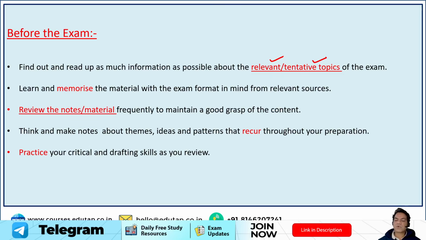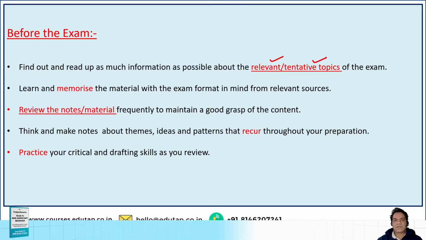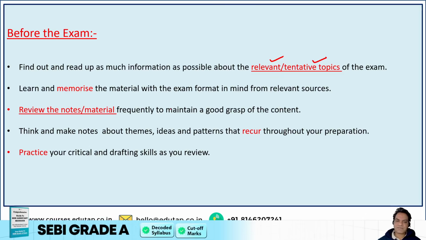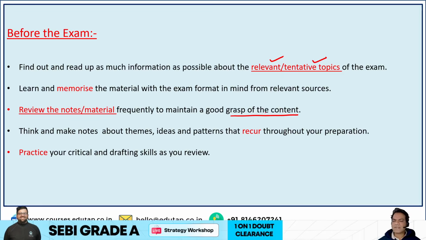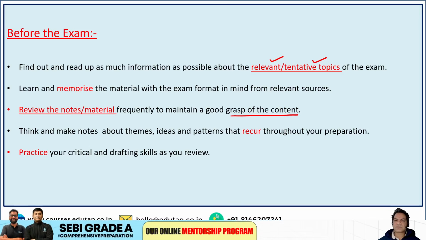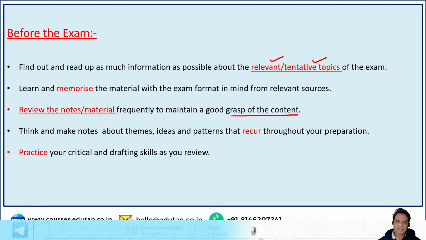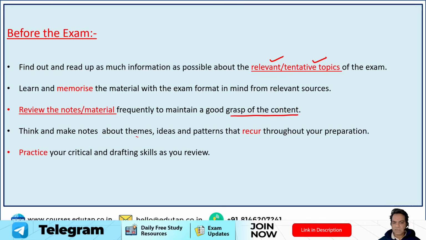Then whatever you go through, I hope you save it, so that you can retain it and re-refer to it when you are revising it. So review the notes and material frequently to maintain a good grasp of the content. Many students tell me, sir, we are not able to remember the data points. So guys, exact data points are not always compulsory, but approximation is acceptable, but you can't lie there. So review what you have learned frequently so that you can retain it, and make notes about themes, ideas and patterns that reoccur throughout your preparation.